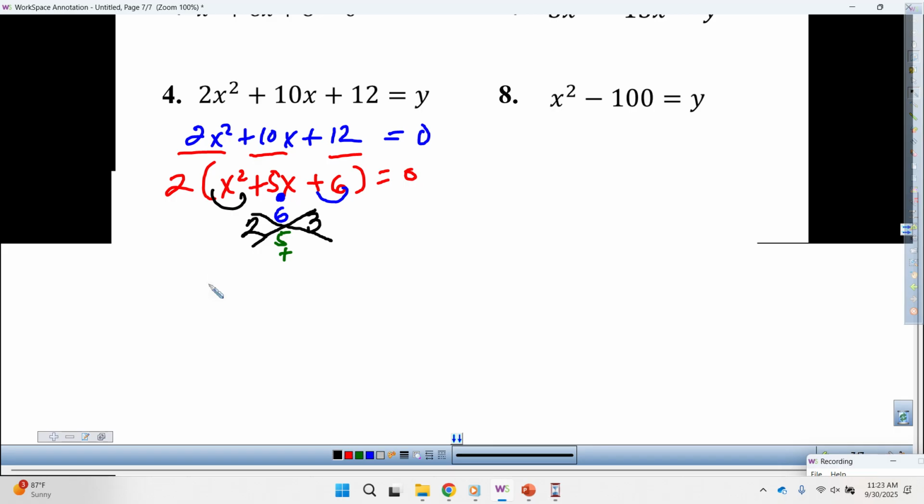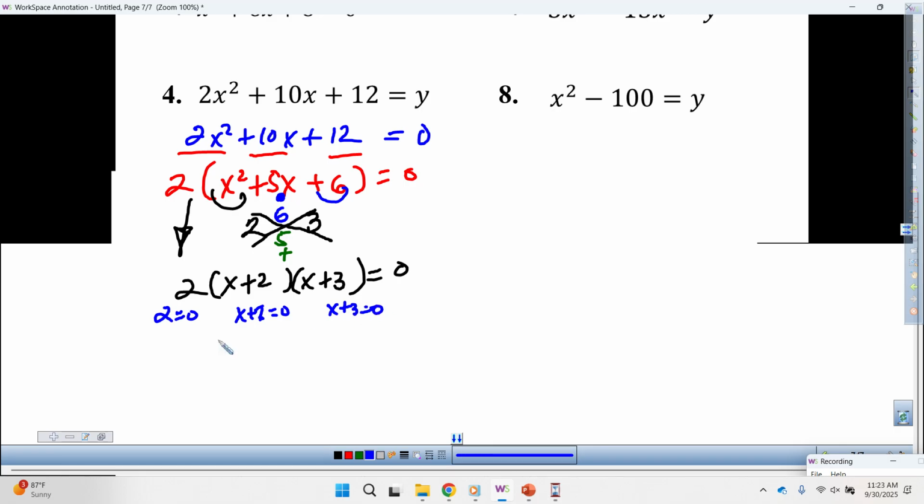So we take this and write x times x. We get the 2 and we get the 3. Don't forget to bring down the other 2 and all that equal to 0. And last but not least, each of those equal to 0: x plus 2 equal to 0, and x plus 3 equal to 0. Minus 2, minus 2: x equals negative 2. Minus 3: x equals negative 3.